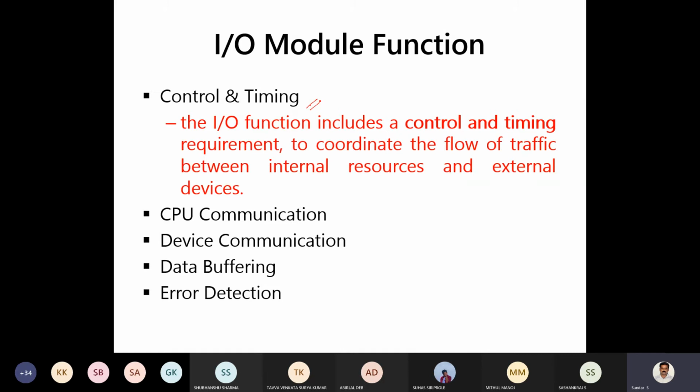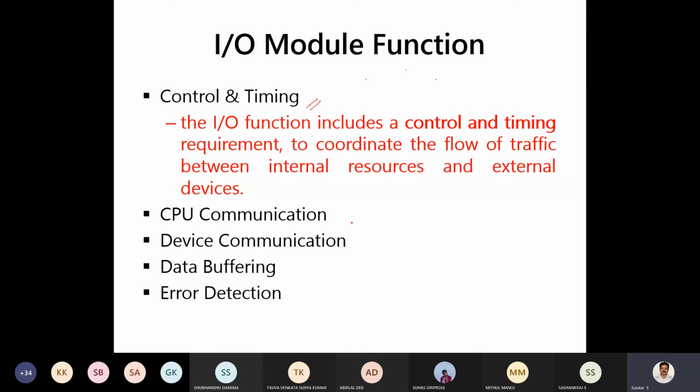It is the duty of the IO model to check the devices as well as the CPU. It will coordinate according to the requirement. So that is the first thing. It will check whether the device is ready, and it will intimate the CPU that the device is ready. Between CPU and the devices, data transfer may happen. So the IO model should keep on checking whether the devices are ready or not, as well as be able to terminate the communication between CPU and devices.